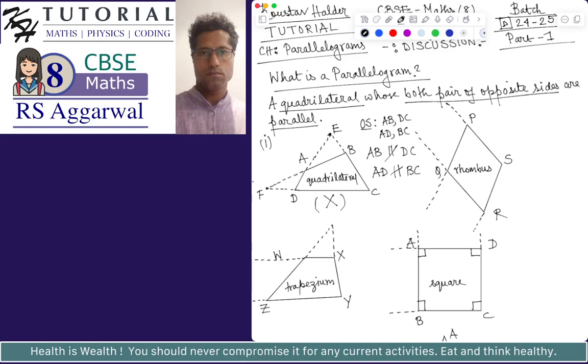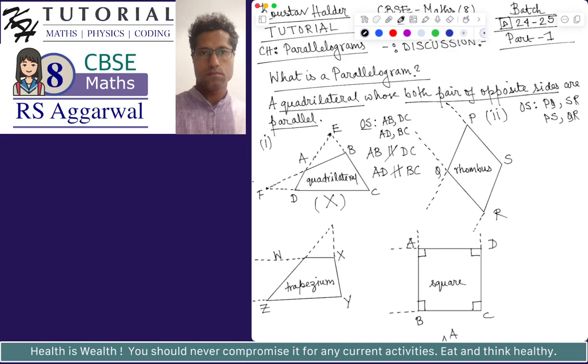Okay, let's see this second figure. Now the first figure was a general quadrilateral. The second figure I have written rhombus. We will eventually study what a rhombus is, but for the time being, let's assume that we don't know what a rhombus is. So in this figure, one pair of opposite sides is PQ and SR. The other pair of opposite sides is PS and QR.